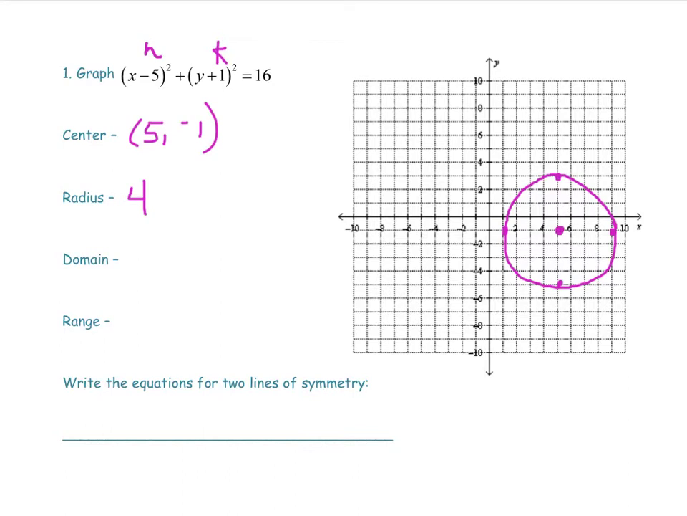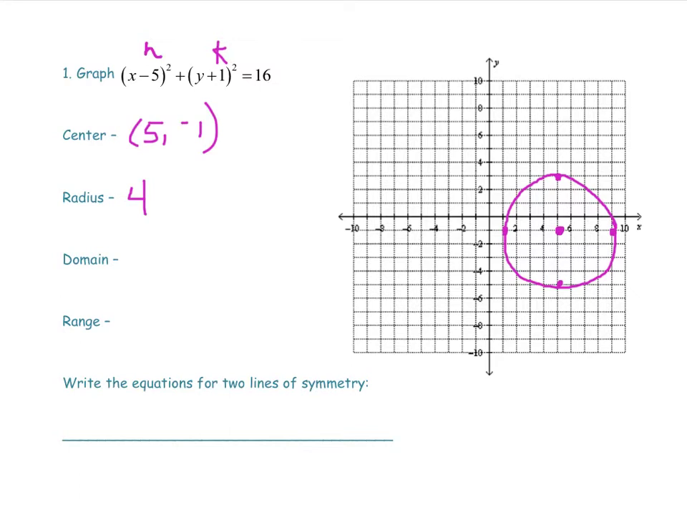So now let's recap how I got the circle drawn. I took the center, which was my h and k value, and I plotted it, positive 5, negative 1. Now the reason I went 4 units to the left, 4 units to the right, 4 units up, and 4 units down is because this right here is the radius, and our radius is 4 units.